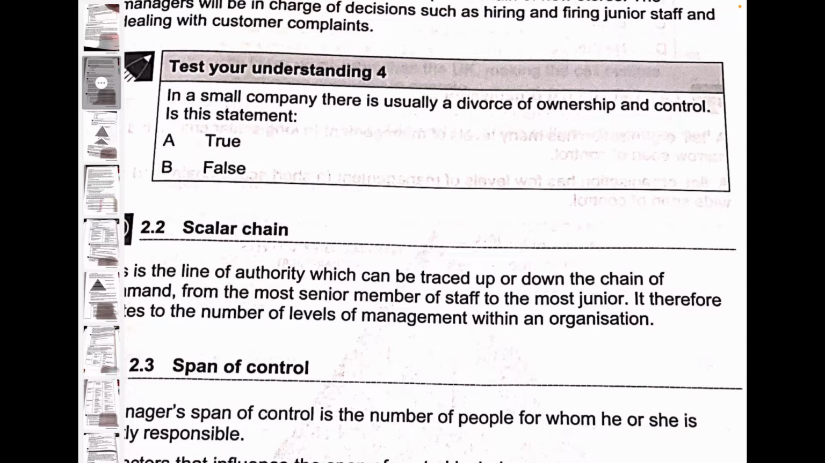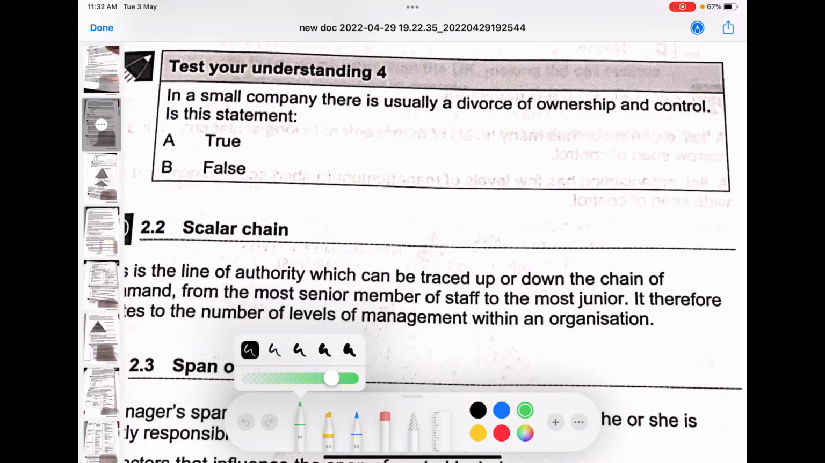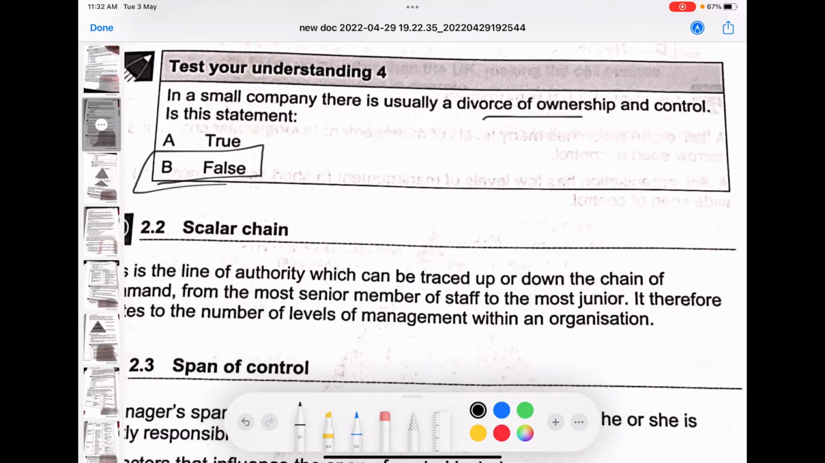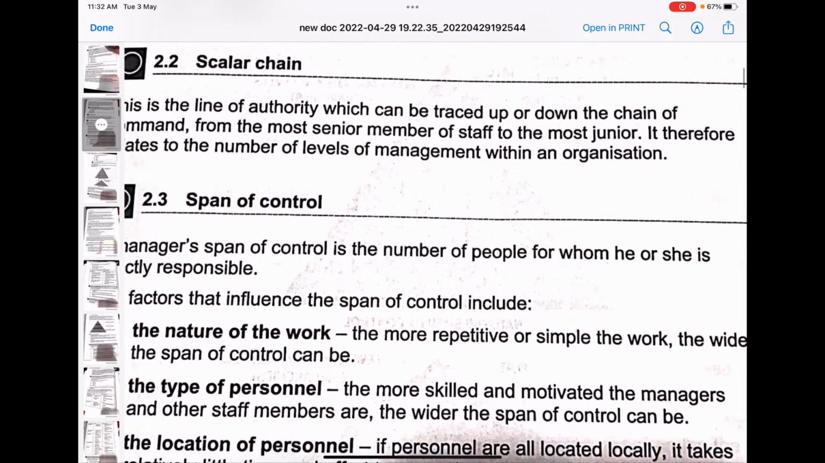Okay, let's do the test your understanding. In a small company, there is usually a divorce of ownership and control. Is the statement true or false? What did we just learn? Try to answer it yourself. So the statement is false because in smaller companies, ownership and control is done by the same person. We've seen it earlier in the entrepreneurship firm.